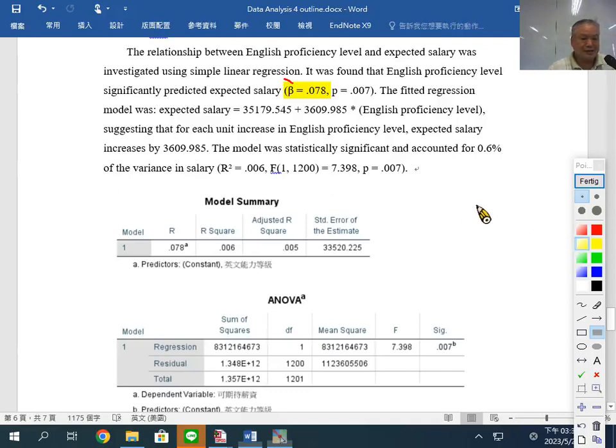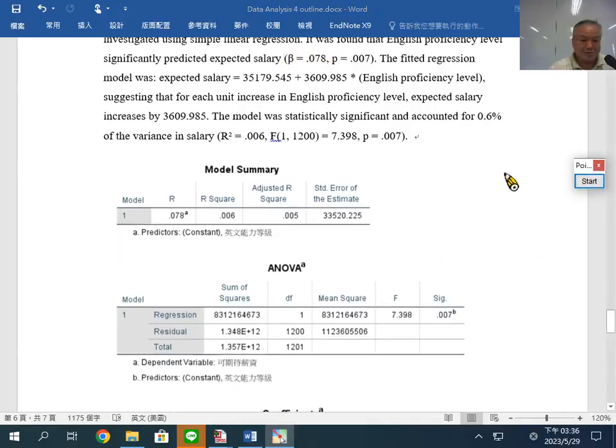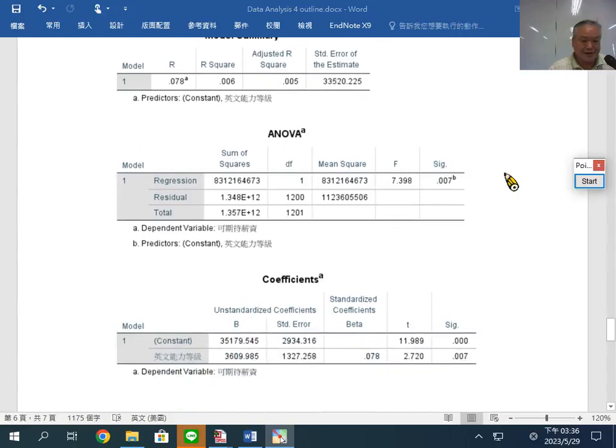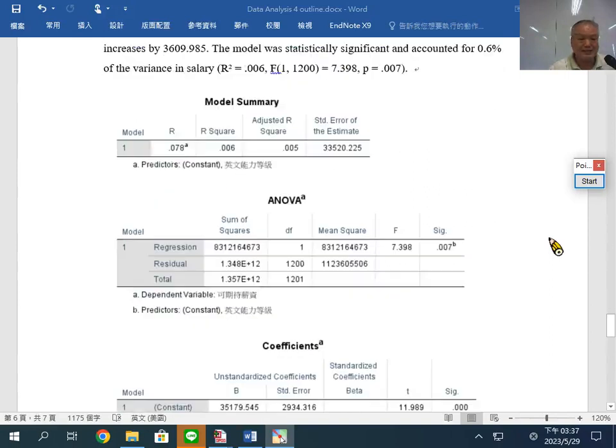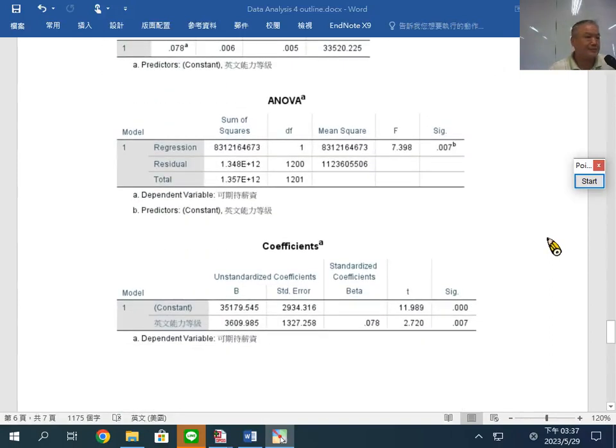Anyone? Can you identify? Let's go through here, and our purpose is to identify beta. So where is beta? This is beta, not R. Okay, beta. And where is beta? Do you see that? Here.